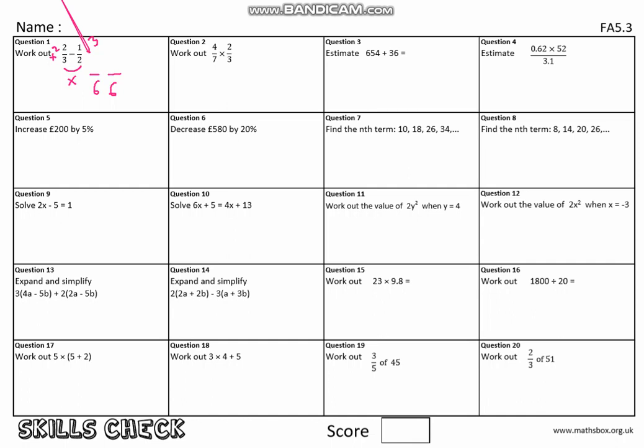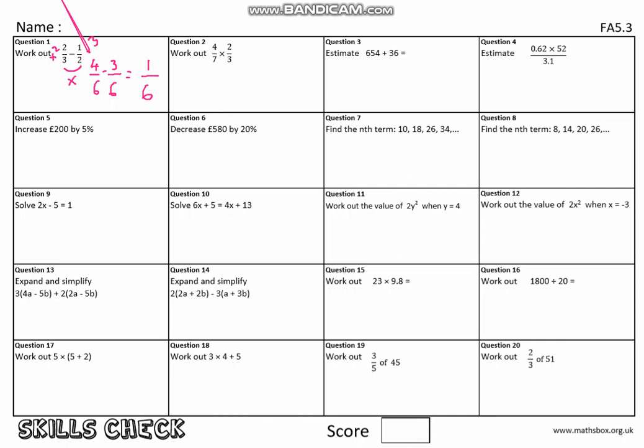So 2 times 2 is 4, whilst 3 times 1 is 3. So then you would have 4 over 6 minus 3 over 6, so you just subtract the numerators and you'd be left with 1 over 6, okay? So that's your answer for that one.